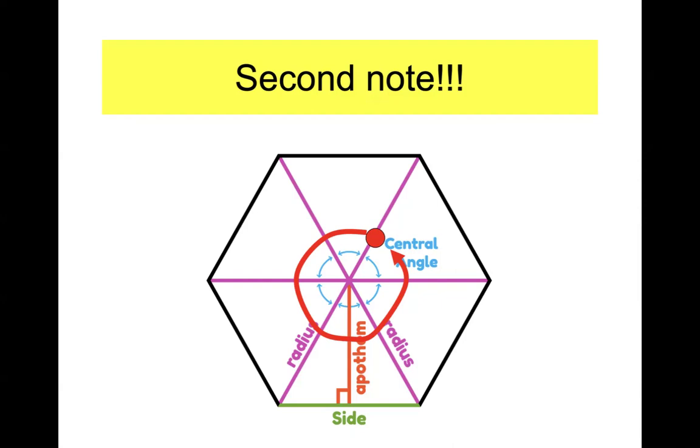Lastly, see where the apothem is? The apothem would cut that 60 degrees in half. In other words, that angle would be 30 degrees.